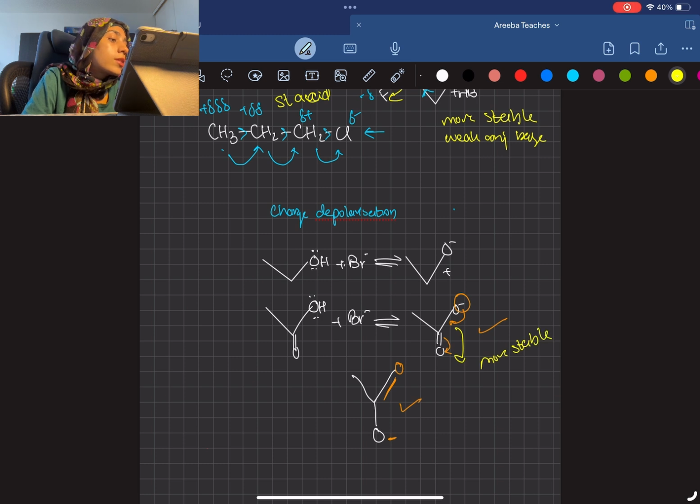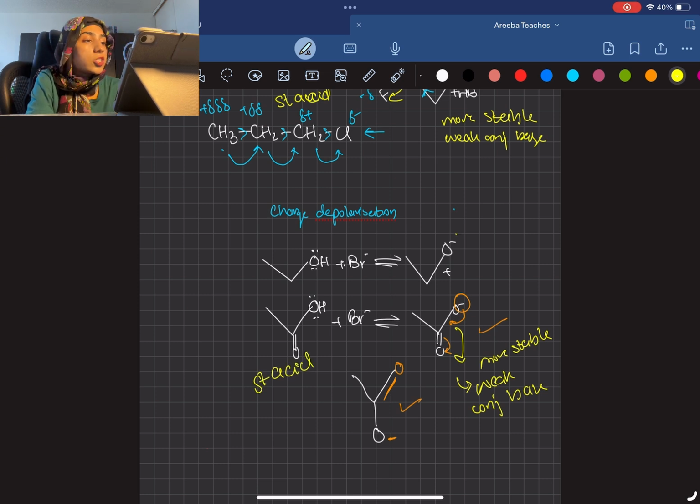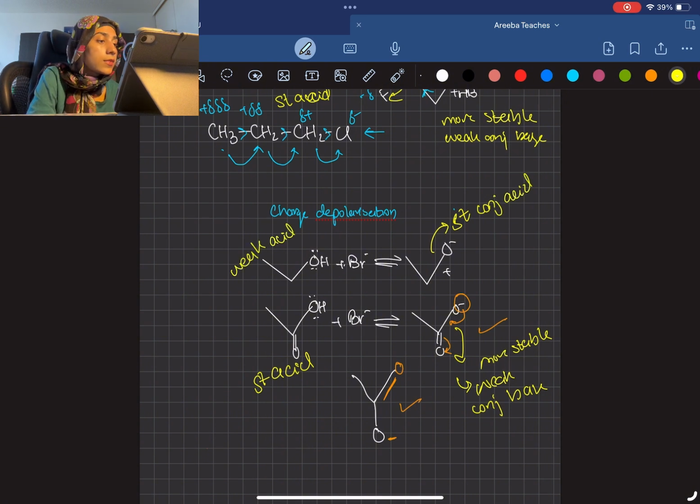If it's more stable, that means it is a weak conjugate base, so it makes a strong acid. For this one, the negative charge is not making any double bond here because it doesn't have any delocalization. That means this is less stable. So this would be a strong conjugate base, and this would make a weak acid. And that's it.